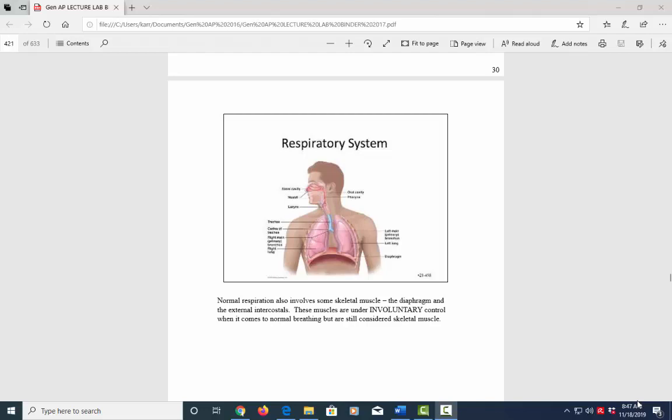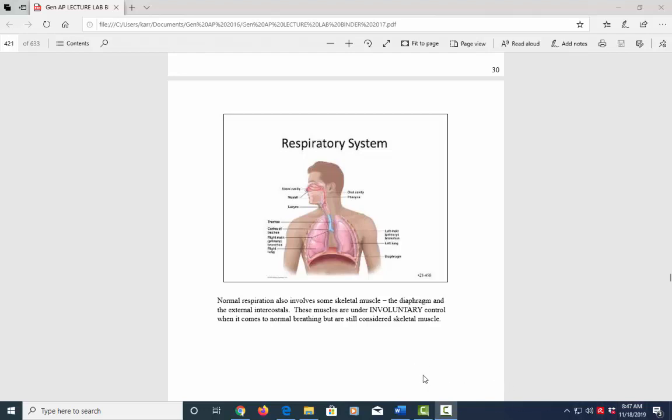So the primary job of the respiratory system is the gases, oxygen and carbon dioxide. So it's bringing oxygen into the body, allowing it to diffuse into the blood from the lungs, and then the cardiovascular system delivers that to the cells. The cells release carbon dioxide as a waste product that is brought back to the lungs, and it diffuses into the lungs to be exhaled.